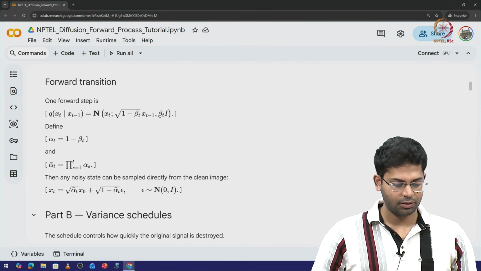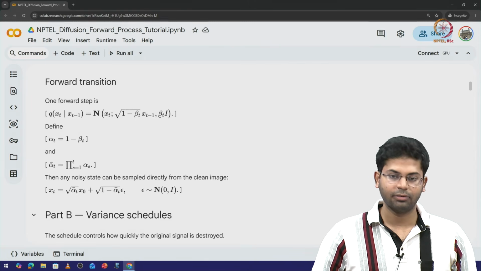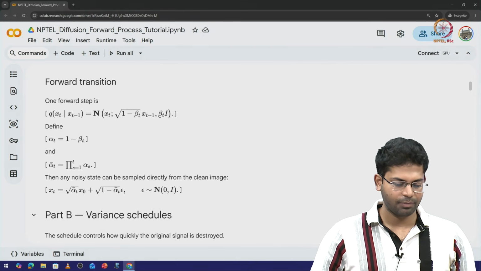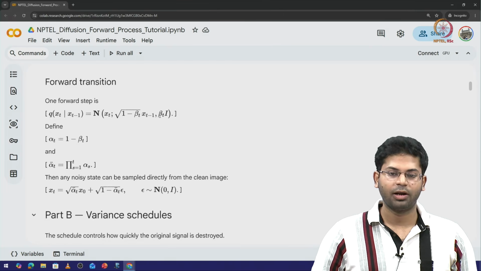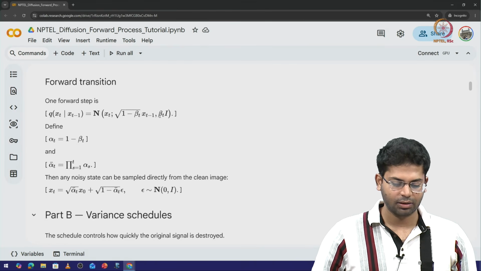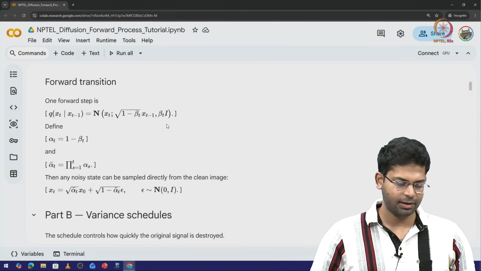So, coming to the forward transition as we talked about. The q distribution, which is the distribution of the next step given the previous step, that is q(xt given xt minus 1), is Gaussian with mean of square root of 1 minus beta t times xt minus 1 and variance of beta t times the identity matrix, that is the covariance matrix. So, how this came about and the derivation of this was covered as part of the theory.